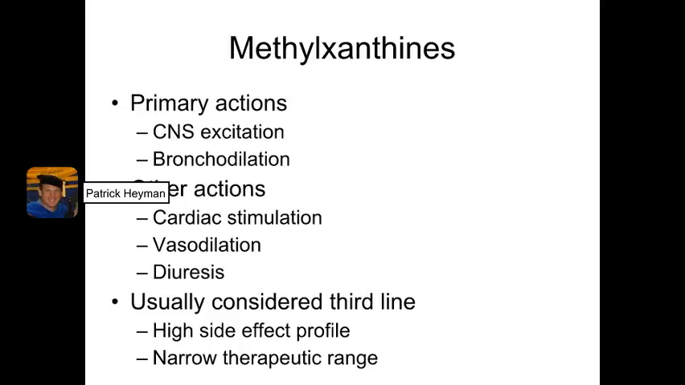Methylxanthines, they are primarily central nervous system stimulants, but they also cause bronchodilation. They have some other actions. They cause cardiac stimulation, vasodilation, and diuresis, which can make them dangerous for patients who have heart conditions. In fact, the methylxanthines used to be used as antidysrhythmics for patients who had bradydysrhythmias, but because they're relatively dangerous for the patients who have those, they're really not used that often anymore. These drugs are typically considered third line because of their high side effect profile and fairly narrow therapeutic range.